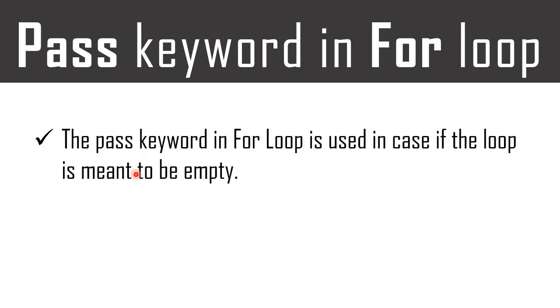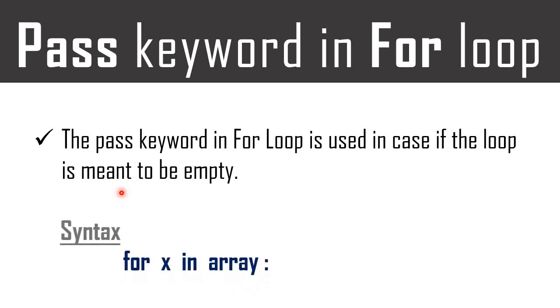The pass keyword in for loop is used in case the loop is meant to be empty. That means if we want a for loop that does not contain any body, we can use the pass keyword to keep the for loop empty. According to the syntax of for loops in Python, if we do not give the body of the for loop, the Python interpreter gives us an error. So to avoid these errors, we always use the pass keyword in empty loops. The syntax of using the pass keyword in for loop is simply we declare the for loop, for x in array colon, then we simply write the pass keyword.